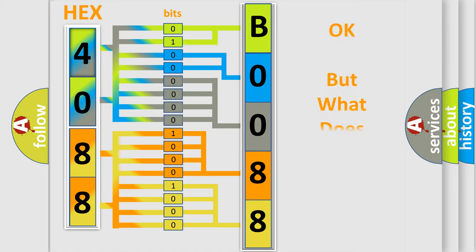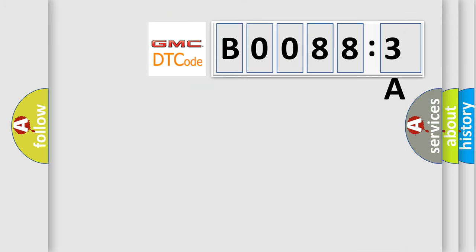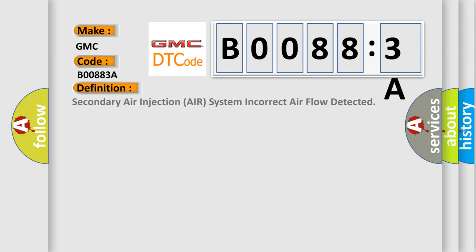The number itself does not make sense to us if we cannot assign information about what it actually expresses. So, what does the Diagnostic Trouble Code B0088-3A interpret specifically for GMC car manufacturers? The basic definition is: secondary air injection air system incorrect airflow detected. And now this is a short description of this DTC code.